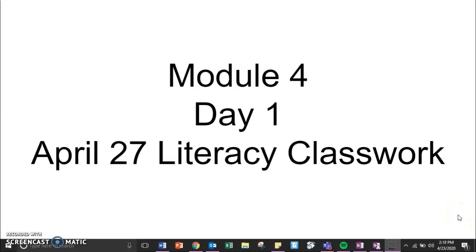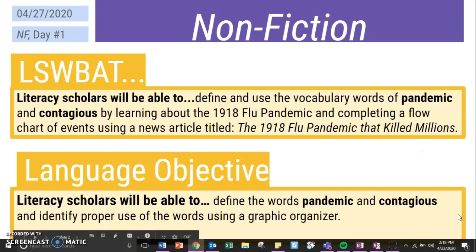Today you're working on Module 4, Day 1, ideally completed on April 27th, Literacy Classwork. Your objectives for today are as follows. You will be able to define and use the vocabulary words pandemic and contagious by learning about the 1918 flu pandemic and completing a flowchart of events using a news article titled The 1918 Flu Pandemic That Killed Millions.